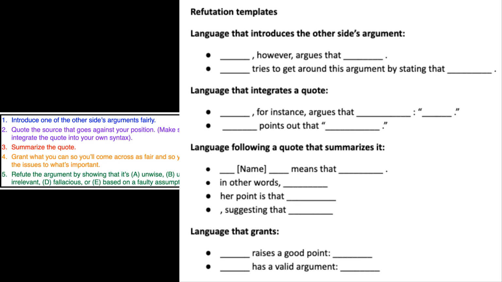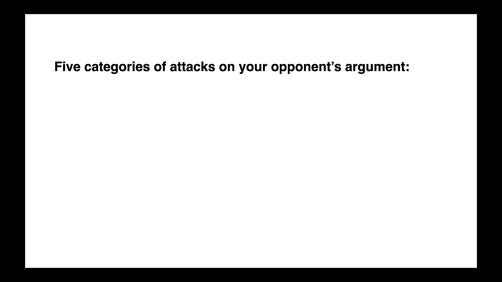The first 4 are here. Templates for introducing the other side's arguments, for integrating a quote, for following that quote and summarizing it, and then for granting what you can. Beyond those 4 parts of the refutation, of course, is the most important one, which is to refute. And there are 5 categories for that 5th step, that step to refute.